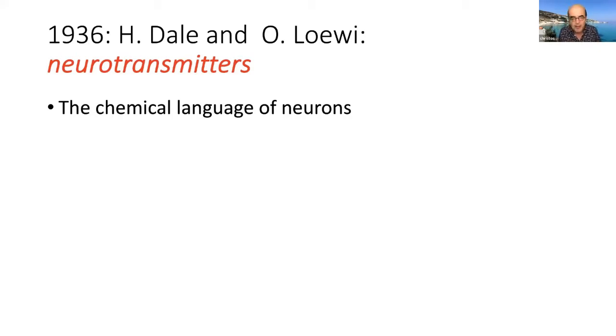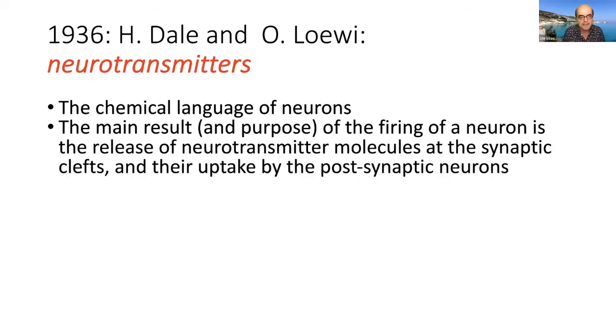The next Nobel Prize was about neurotransmitters. What is a neurotransmitter? This is the chemical language of neurons. Read this sentence: The main result and purpose of the firing of a neuron is the release of neurotransmitter molecules at the synaptic clefts and their uptake by the postsynaptic neurons. In other words, the only reason why they fire is because they want to talk to their postsynaptic neurons.